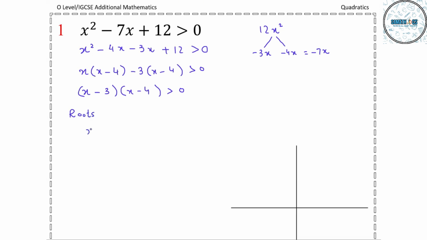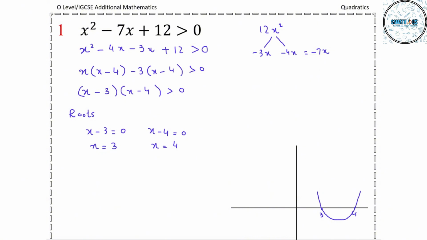Roots here are x minus 3 is equal to 0 and x minus 4 is equal to 0. So we have x is equal to 3 and x is equal to 4. We will mark these on the graph. If we consider 3 here and we consider 4 here, as we know, the coefficient of x squared is positive. So the curve would be a minimum curve. So we will be drawing a curve like this.